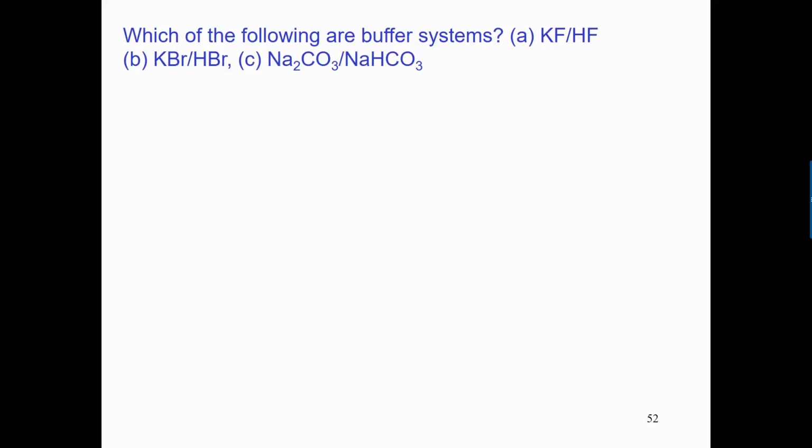KBr, HBr, is HBr a weak acid? It's a strong acid. No, you cannot create a buffer. Sodium carbonate and sodium bicarbonate. Yes, that's a weak acid and its conjugate base. So we could create a buffering system there for that. Okay.